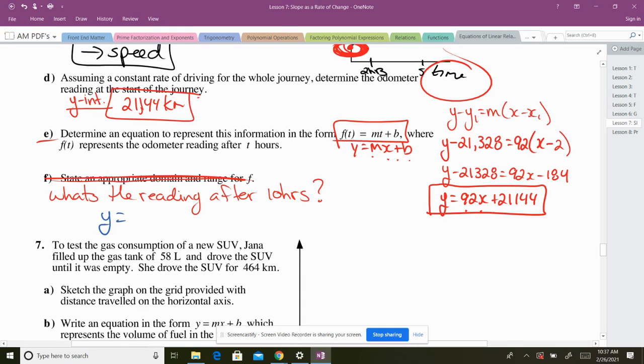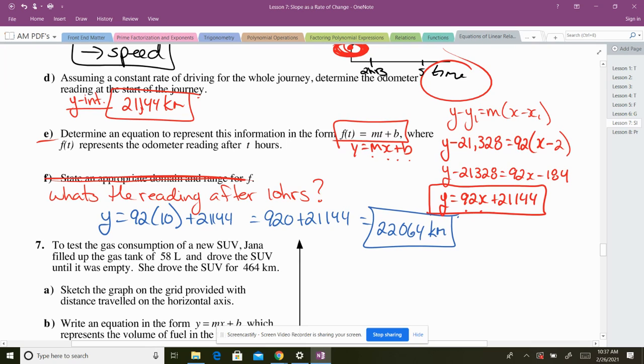So I go y is equal to 92 times 10 plus 21,144. So once you drive 10 hours, if it's at a constant rate, the reading on the odometer should be 22,064 kilometers. Okay?